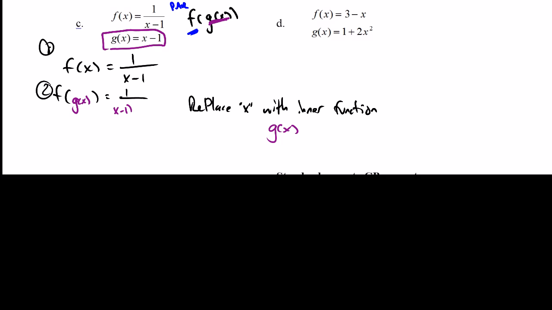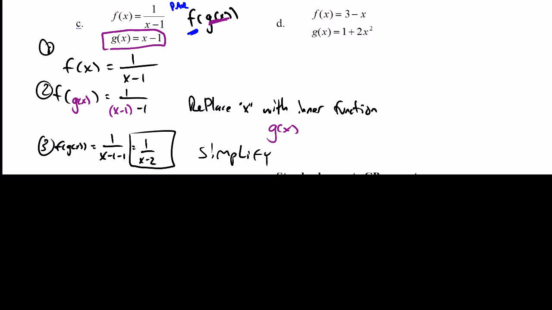So I'm going to put an x minus 1 here because I just replaced that x with my g of x. So now step 3 is simplify. So my f of g of x is equal to 1 over x minus 1 minus 1, which is equal to 1 over x minus 2. That's it. I'm done. I found it. Huzzah! So step 1, what's your parent function? Step 2, replace the x's with the inner function. Step 3, simplify.